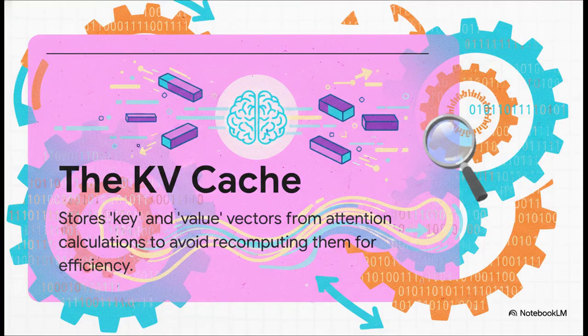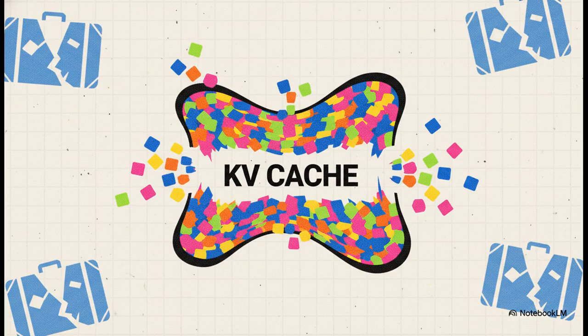Now, you can imagine doing that calculation over and over and over again for a long conversation. No way. That would be painfully slow. So the model has a cheat sheet, the KV cache. This is where it stores all those key and value results from the words it's already processed. It's basically the AI's short-term memory for your conversation. And this is the heart of the problem.